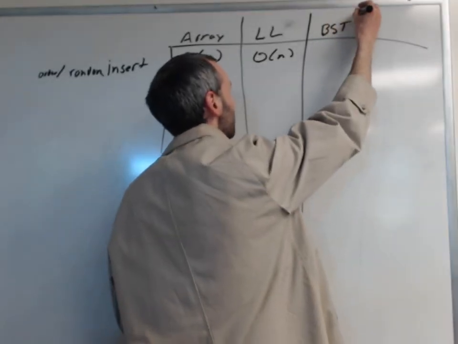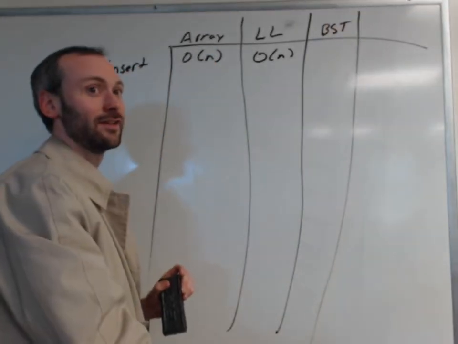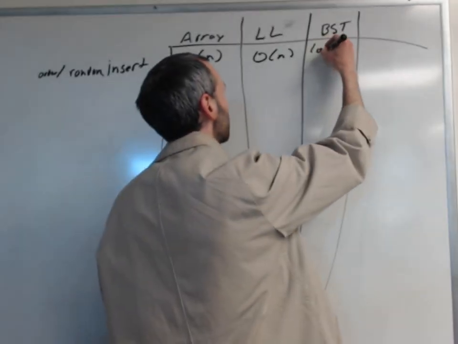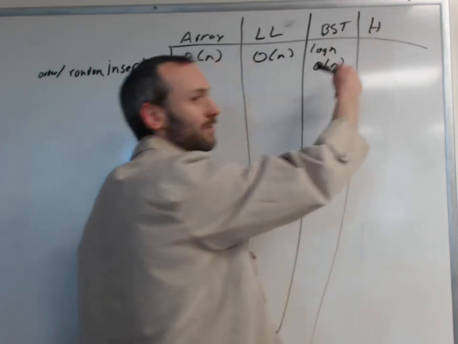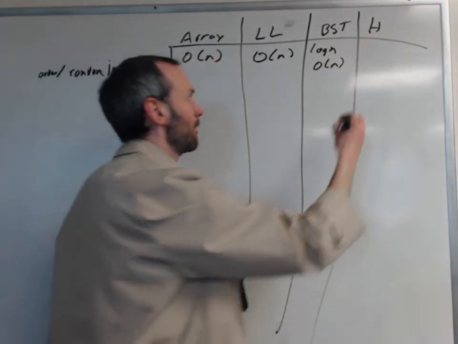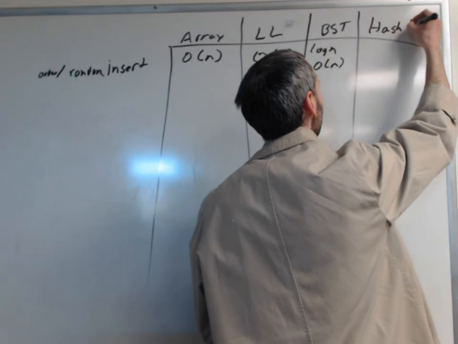How about a binary search tree? Log n, or O of n in the worst case, because if it's not balanced, it's a linked list. All right. So now we go to hash table.